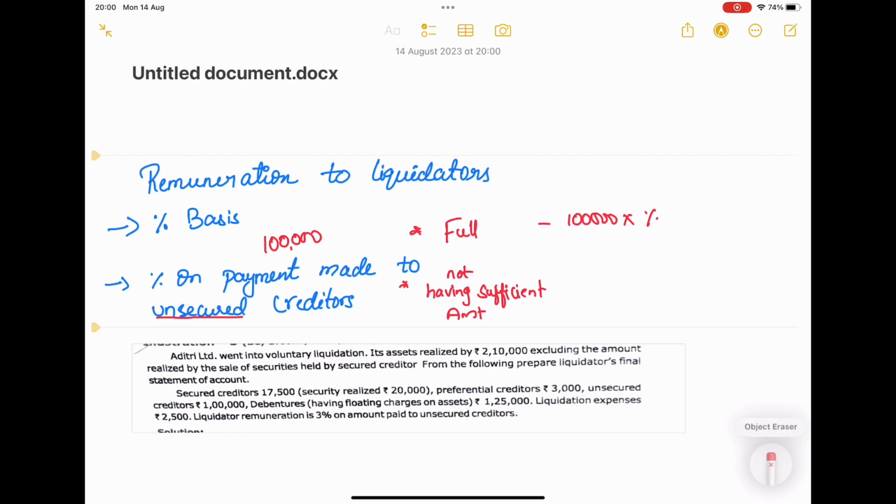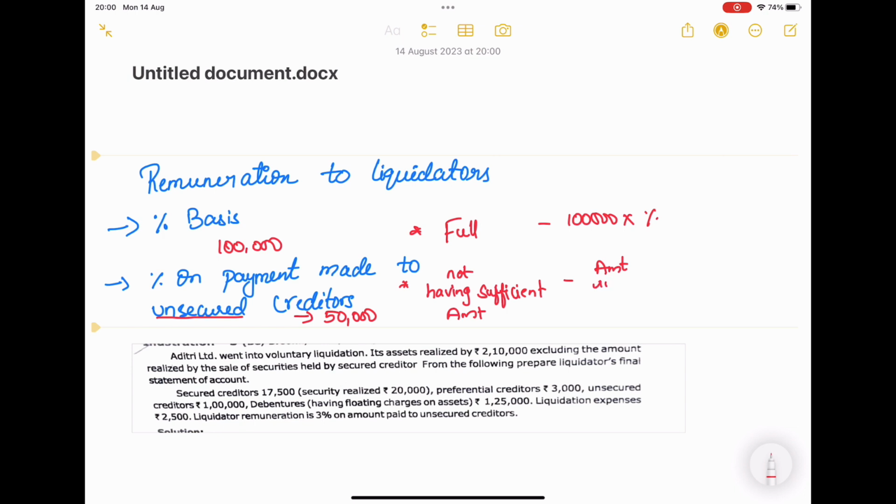Sometimes we don't have sufficient amount. The amount required is 1 lakh, but assets realized is 5 lakh. When I am paying the secured creditors and others, I am left with only 50,000. So I am paying only 50,000 to the unsecured creditors because I don't have sufficient amount, isn't it? So at this time, how are we going to calculate? I'll write a small calculation; we can't call it a formula, it is an easy mathematical calculation.